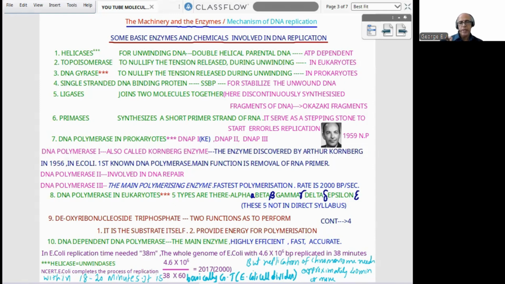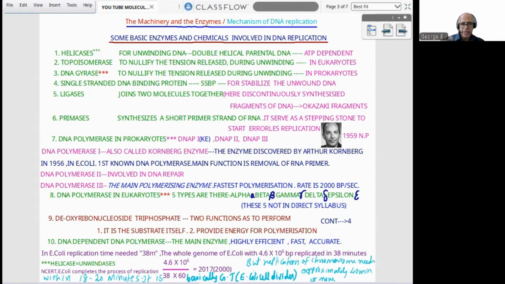Now, a statement connected with NCERT that may cause some confusion in NCERT itself, because 2 timings are given, 38 and 18 minutes. How it came, I'll explain. See, the E. coli replication time needed is 38 minutes. That means the whole genome of E. coli, with 4.6 x 10^6 base pairs, is replicated in 38 minutes.